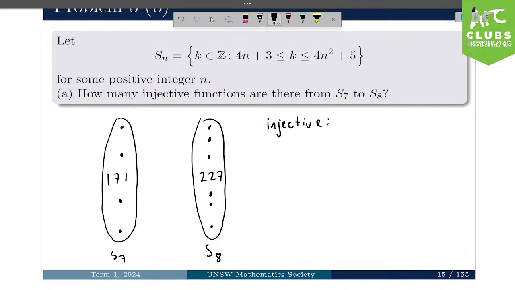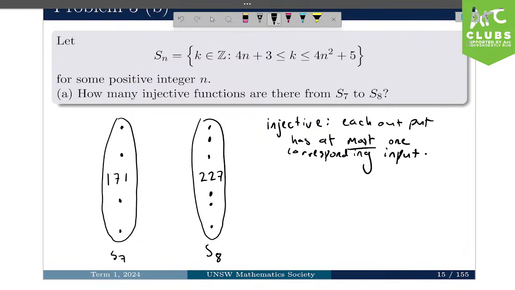Now, injectivity, what does this mean? That means that each output has at most one corresponding input. Basically, that means no two inputs can have the same output, right? So if we start off trying to count up how many different functions we can create, we start off the same way, right? There are 227 different outputs that the first element of S7 could map to, right? So say, for instance, it mapped to this one.